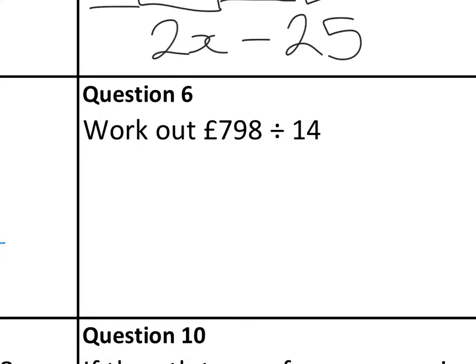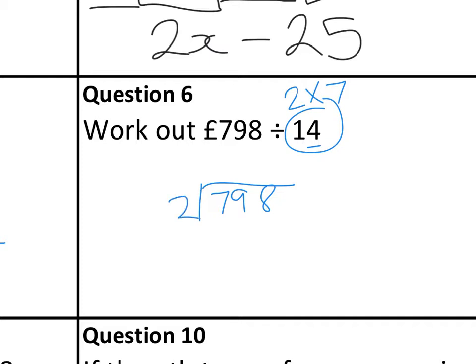798 divided by 14. Now there's a cheat you can do here, a little shortcut. 14 is 2 times 7. I don't know my 14 times table, but I do know my 2 times table and my 7 times table. So what I can do is divide 798 by 2, for example, and then whatever the answer is, divide that by 7, and that will give me the same answer as dividing by 14.